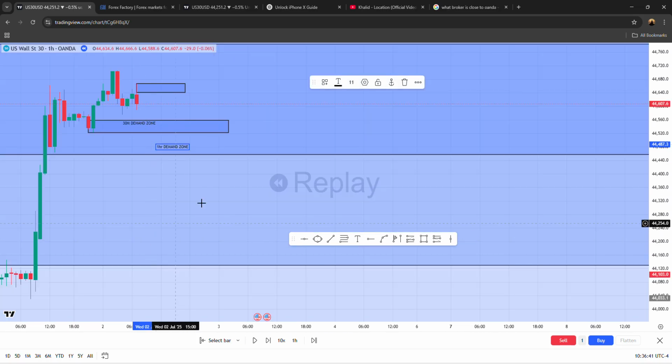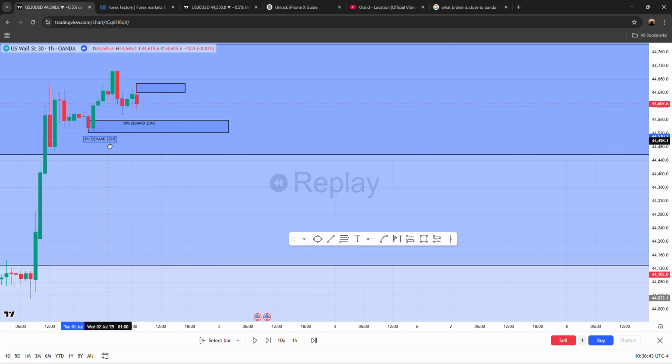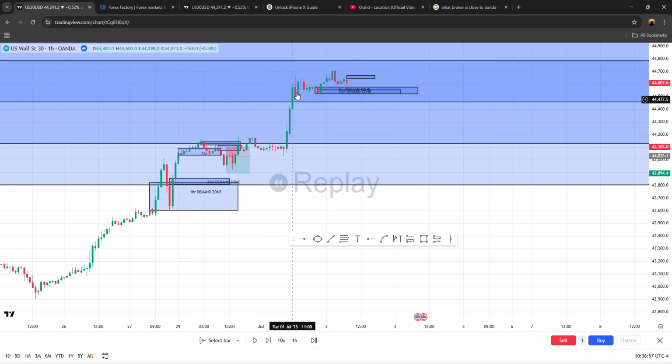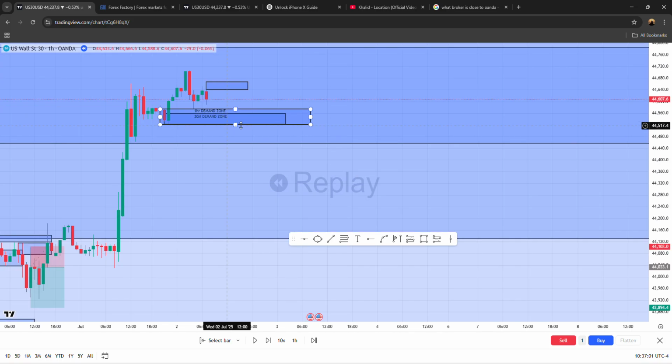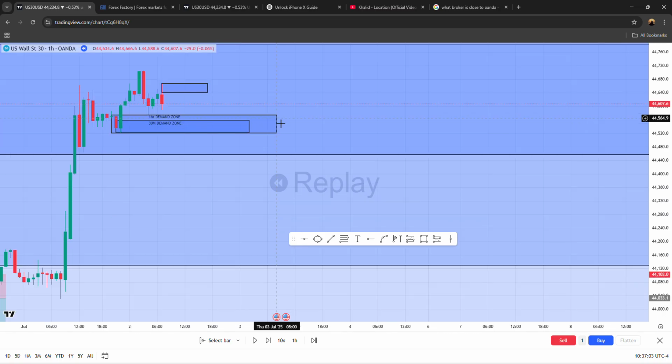On the 1 hour, let's see. So there's, let me mark this out as well. We put that right there in case it comes to it, because there's no 1 hour zone. There's no 1 hour supply zone. So if we're rejecting off this zone, I won't be taking a trade off it.